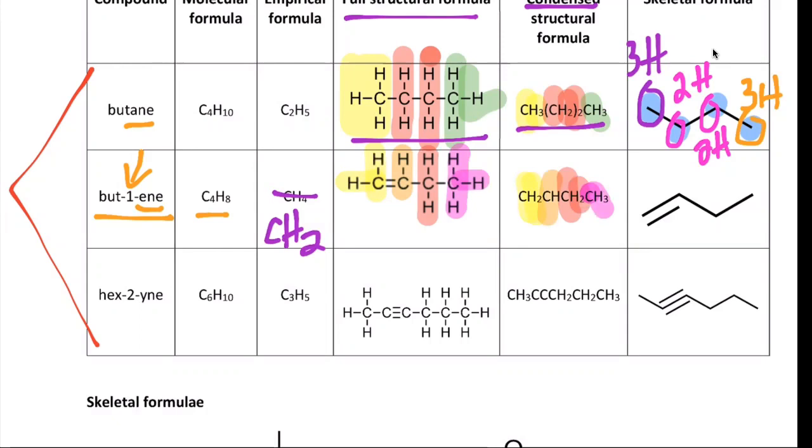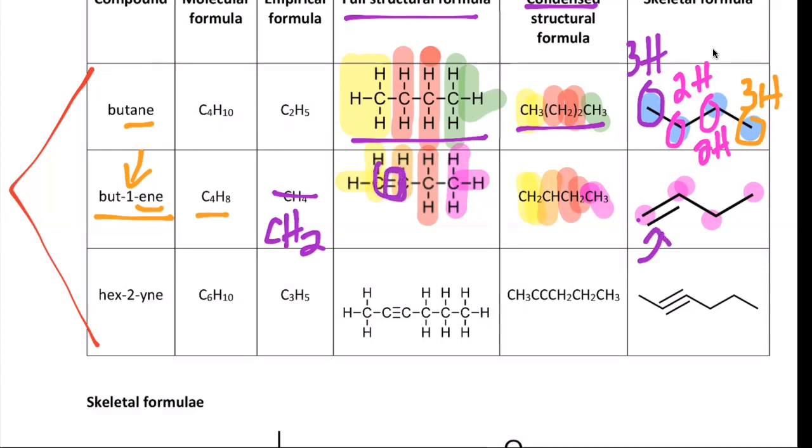Now for the skeletal formula, I know that I'm going to have 4 carbons. So it starts out similar to the other one in that we have 4 little vertices or 4 points right here. The only difference now is I have to indicate that there's a double bond. And so what I do is I just draw another line here between the first and second carbon to represent this double bond that's right here.